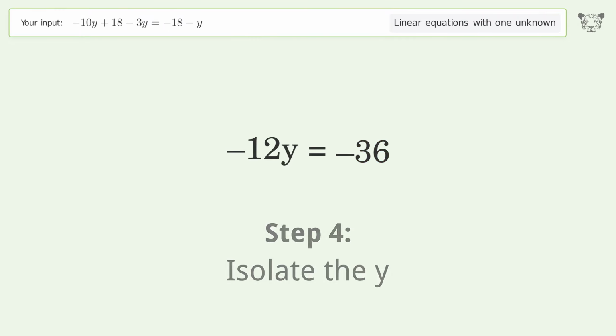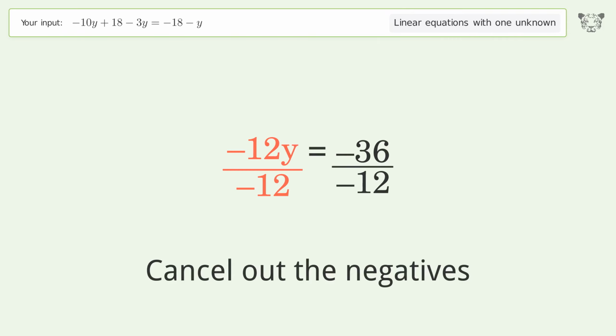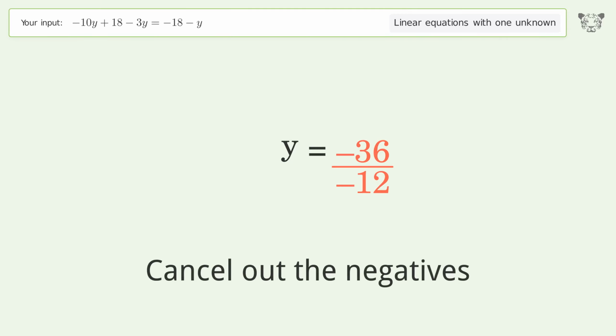Isolate the y. Divide both sides by -12. Cancel out the negatives. Simplify the fraction. Cancel out the negatives.